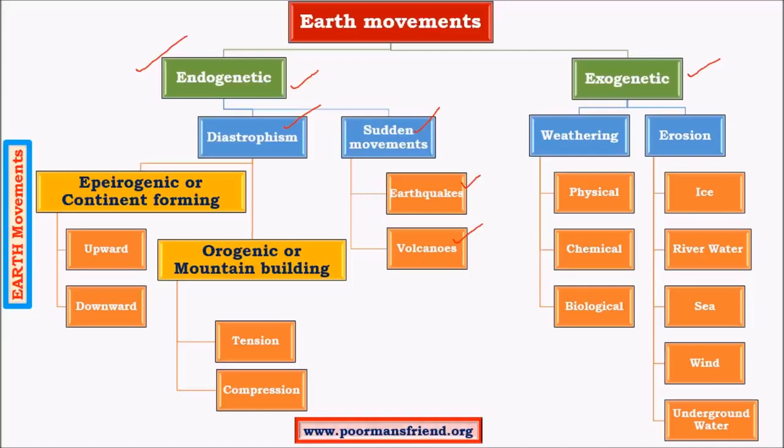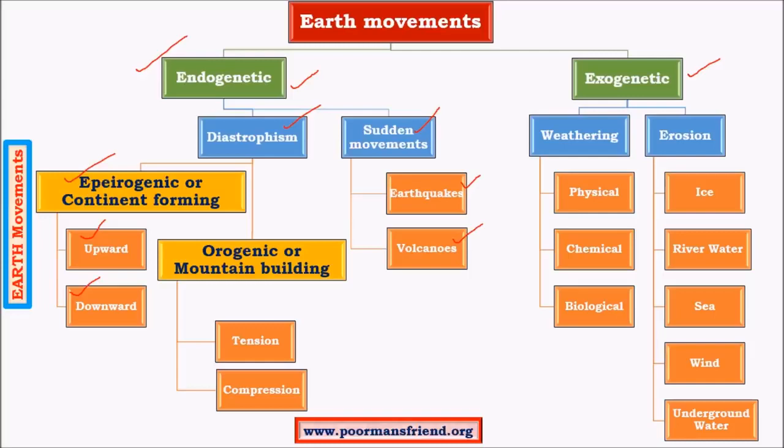And the first important movement is called epeirogenic or continent forming movements. These movements are mainly involved in shaping of the continents, and there are two kinds of movements involved. One is upward and the other one is downward movements. They are also called radial movements because they take place along the Earth's radius, or the line or axis passing through the Earth's radius.